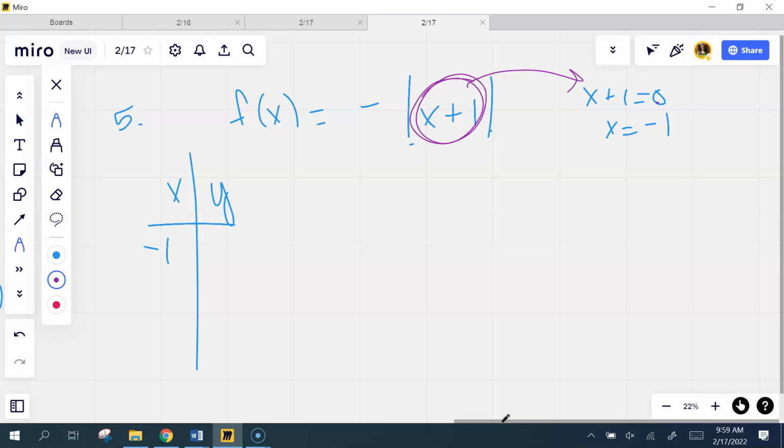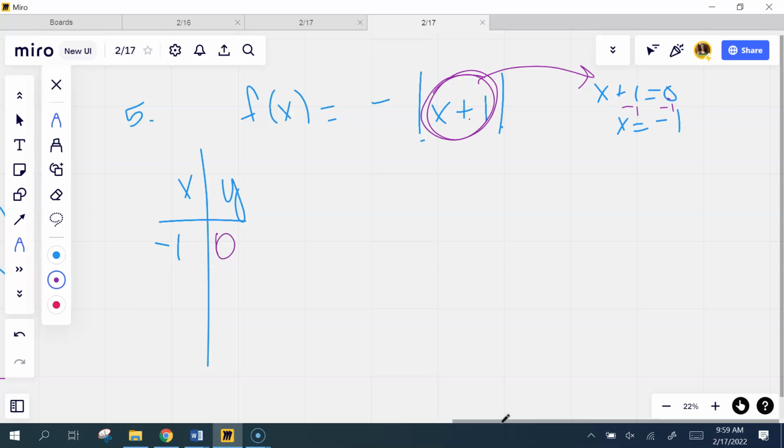So if you set it, you literally just put equals 0 and then solve it for x. So subtract 1 from both sides. Get your -1. If I plug this back in, I get 0. Now go 2 up and 2 down: -2, -3, 0 and 1. If I plug in -2, -2 plus 1 is what? -1. The absolute value of -1 is 1, but now take the negative of that. -1.